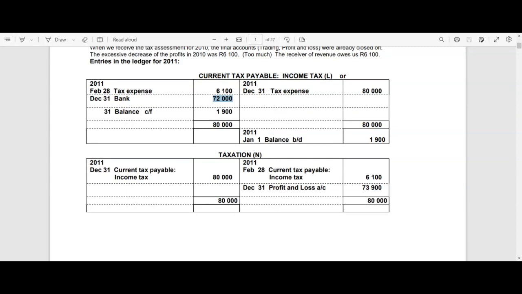Okay, so students, if you look at your current tax payable income tax account, and you are only now, let's say, in March of 2011, so you haven't made any provisional tax payment yet, so that entry does not exist yet. You haven't closed or balanced off your account yet. You haven't estimated your income tax expense for the 2011 year yet. So what would be the balance on that account, let's say, in March? 6,100 rand. Thank you, Fanny. Okay, exactly. There we go.